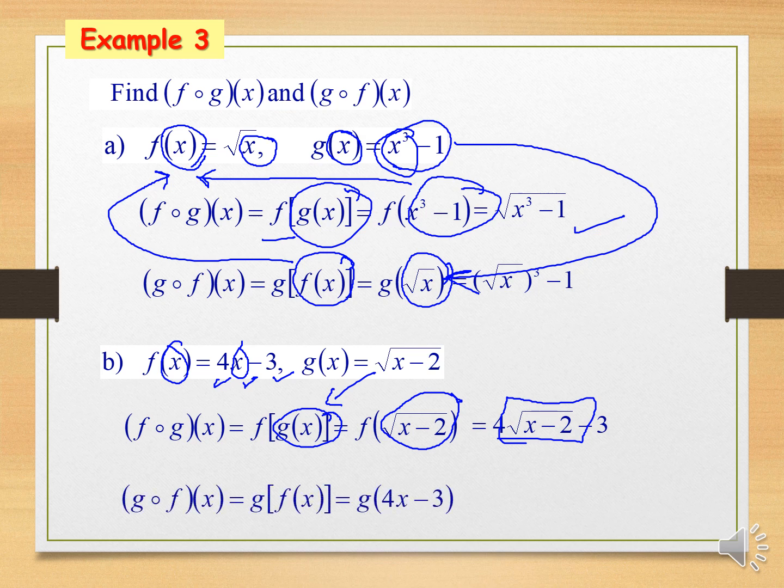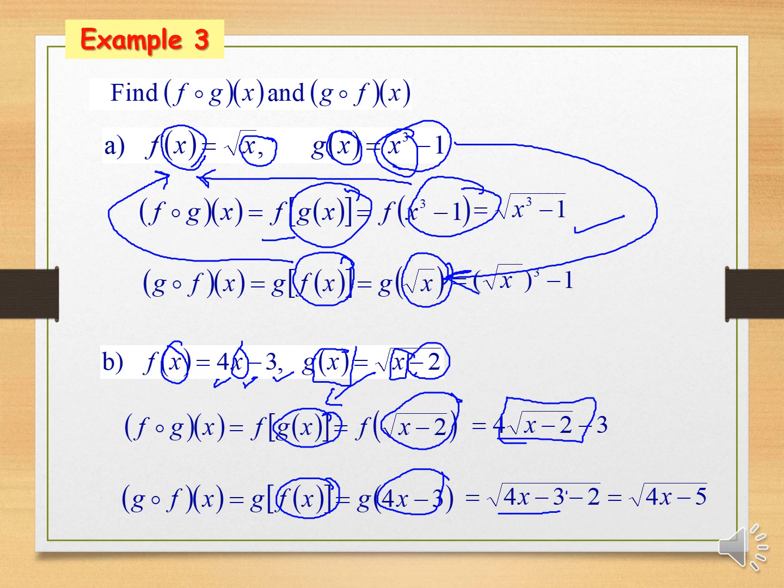For g composite f(x), this equals g(f(x)). f(x) is the input for function g, which f(x) equals 4x minus 3. Now, substitute the input for g as 4x minus 3. g(input) equals square root of input minus 2. Therefore, square root of the input, which is 4x minus 3, minus 2, equals square root of 4x minus 5.